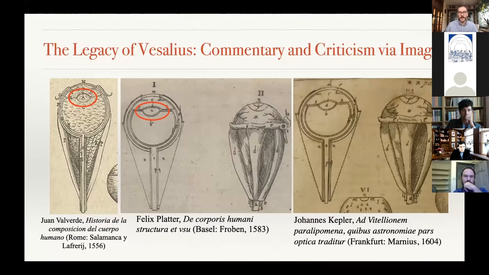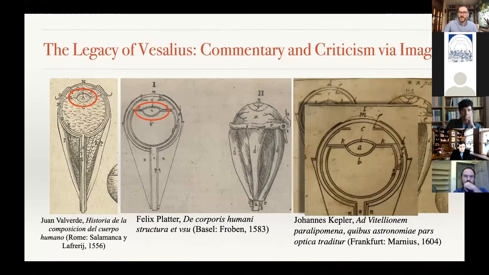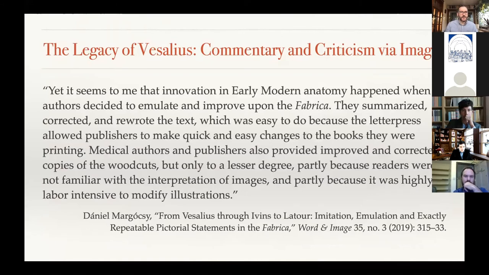And then when Johannes Kepler copied Felix Plater's images for his really revolutionary work on optics, you see that Kepler had added his corneal bulge, which was not present in the original images. So again, a visual commentary and correction of his predecessors. And this is a really important legacy of Vesalius's images, specifically with reference to images of the eye.